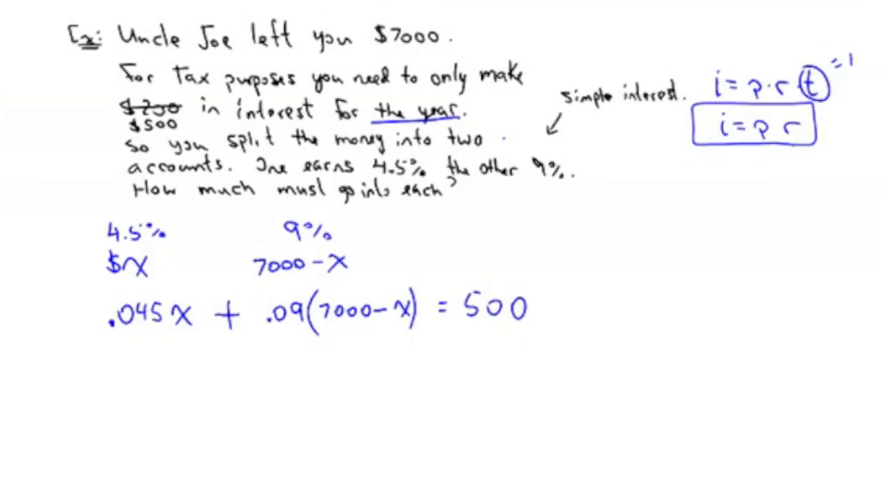0.045x plus 630 minus 0.09x equals 500. Okay, I'll go with that.